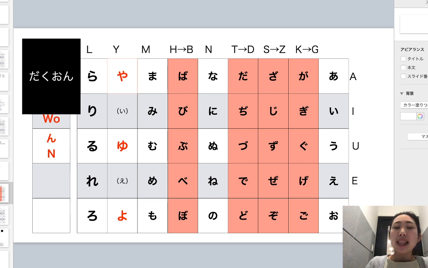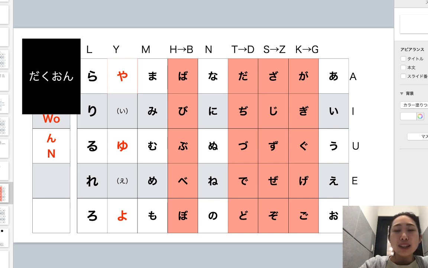And then the last one is the ba sound. Ba, bi, bu, be, bo. Ba, bi, bu, be, bo. It's easy, isn't it? Okay. Maybe the G sounds are a little tricky, and we have two letters for that. So please be careful about this.